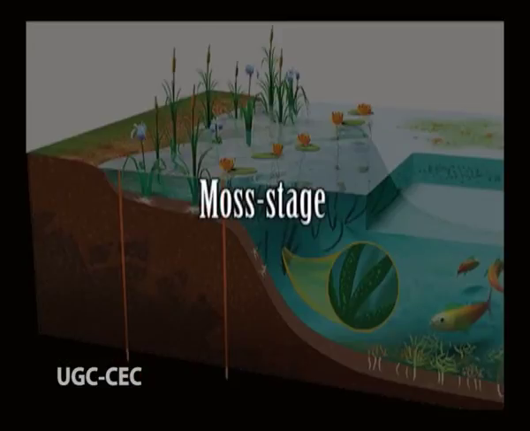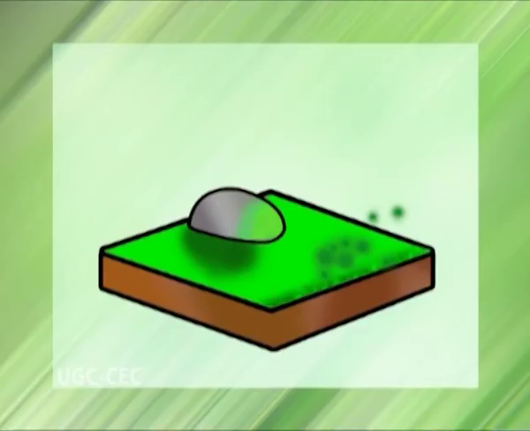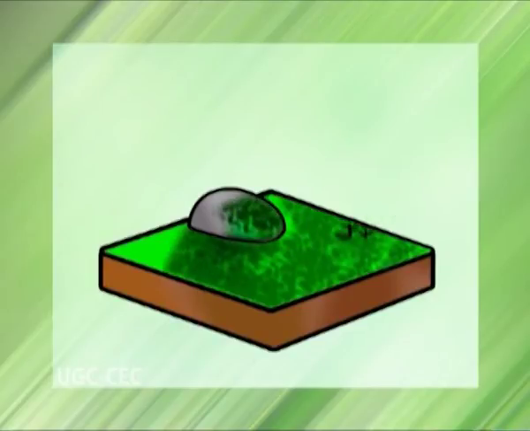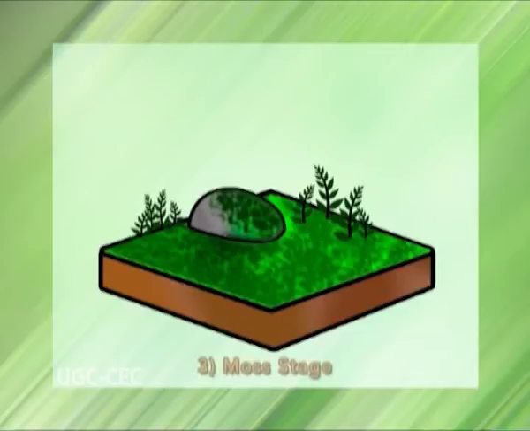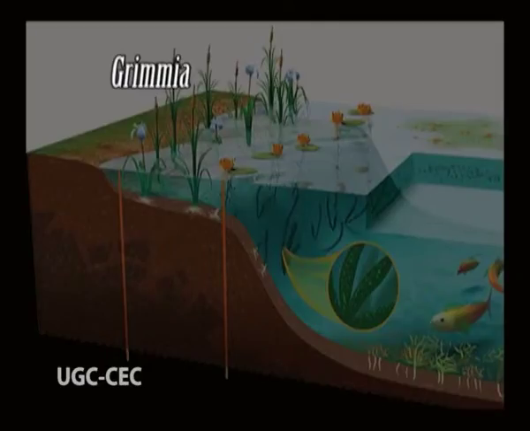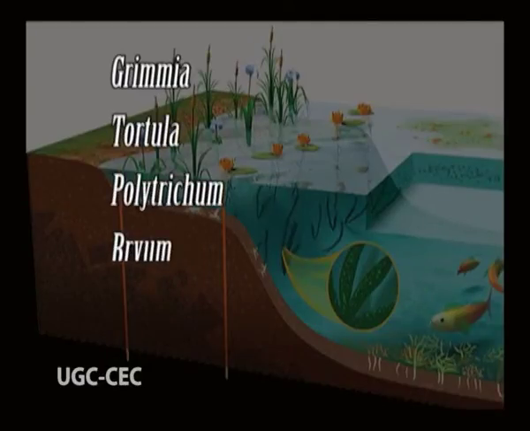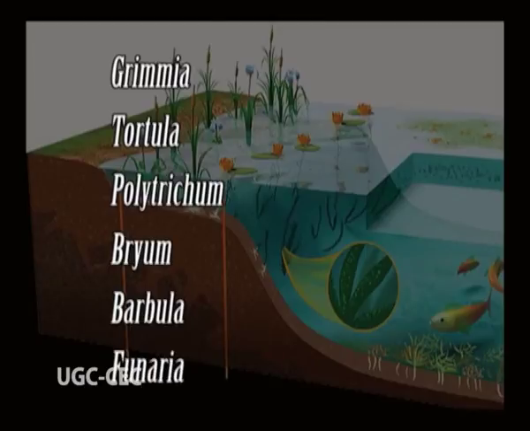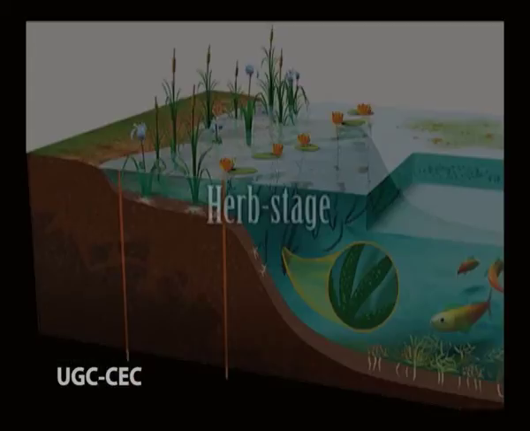The development of a thin humus-rich soil layer on the rock surface, especially in the crevices, favors the growth of certain xerophytic mosses such as Grimmia, Tortula, Polytrichum, Bryum, Barbula and Funaria. Due to their death and decay, there is further addition of organic matter in the soil. The richness of the soil layer now increases. The moss stage is then followed by the herb stage.